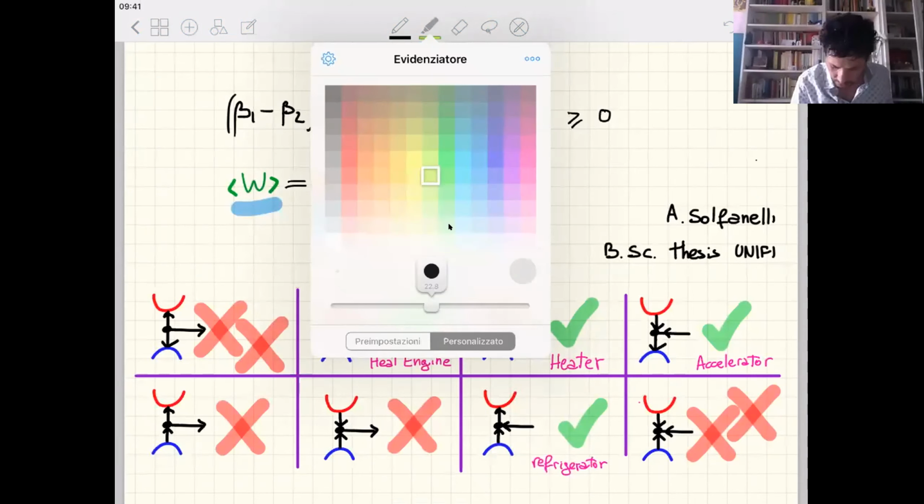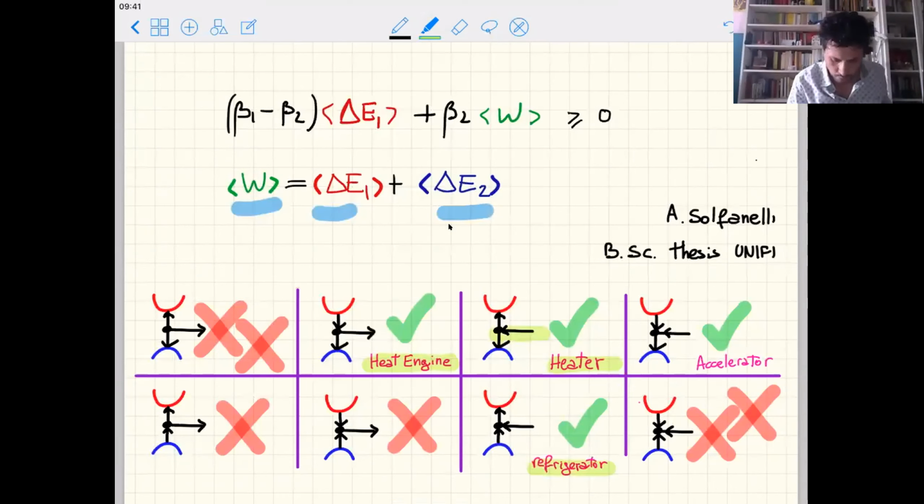Refrigerator is also allowed. Another one is heater, meaning you spend energy to heat up both baths. And then there is another one which is also allowed, which is accelerator. Here heat goes from hot to cold, but you spend energy to help this natural flow occur. So what I'm saying here is, regardless of the details, this holds for any cyclically driven bipartite system that starts in such a product state.